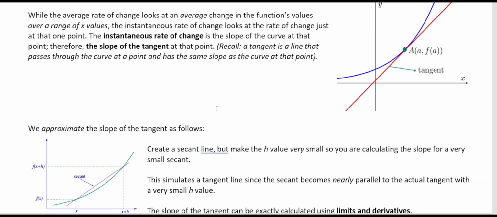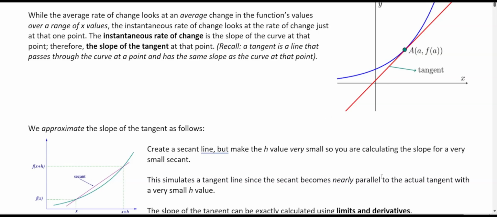While the average rate of change looks at an average change in the function's values over a range of x values, the instantaneous rate of change looks at the rate of change just at one point. The instantaneous rate of change is the slope of the curve at that one point right there. Therefore, the slope of the tangent. And recall that a tangent is a line that passes through the curve at that point and has the slope of the curve right at that point. So that's a tangent line right there.